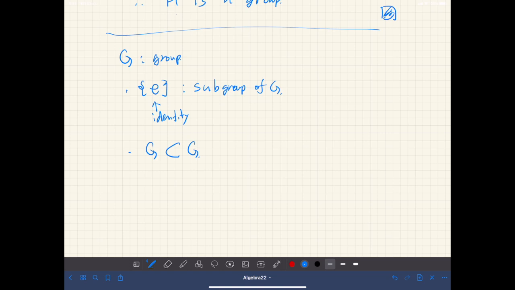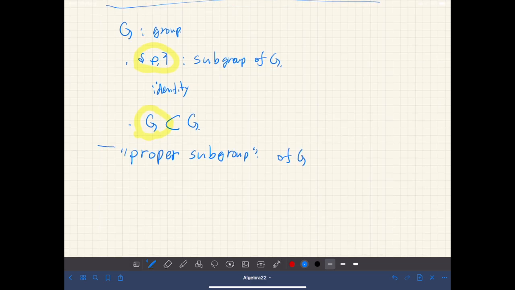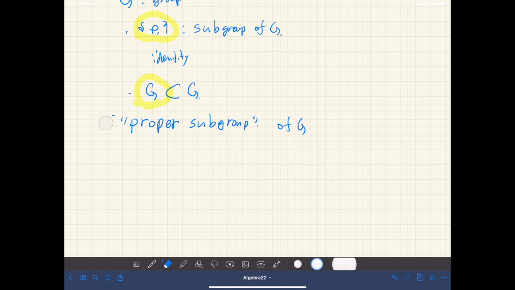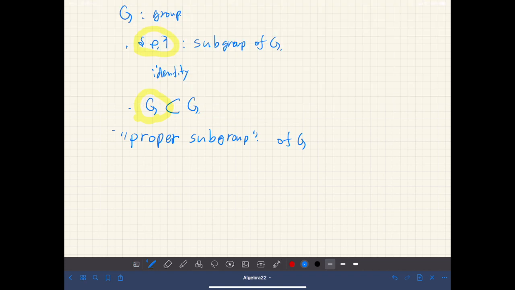And we define the term called proper subgroup. A proper subgroup is a subgroup of, let's say, G that is not one of these. So a proper subgroup of G is a subgroup of G other than the trivial subgroups.